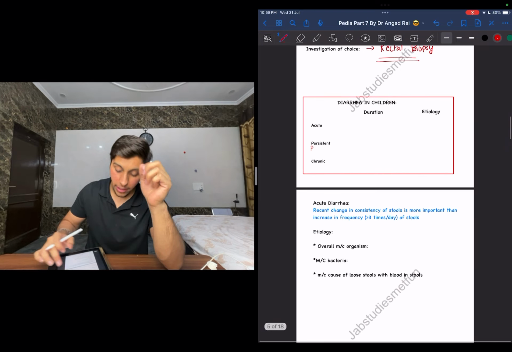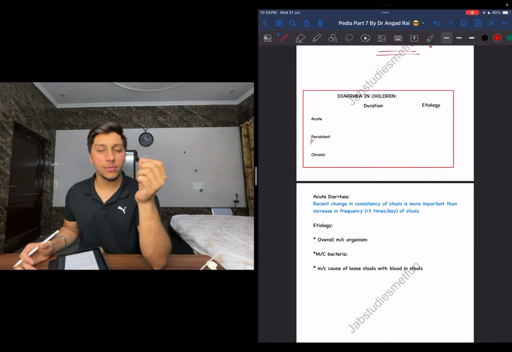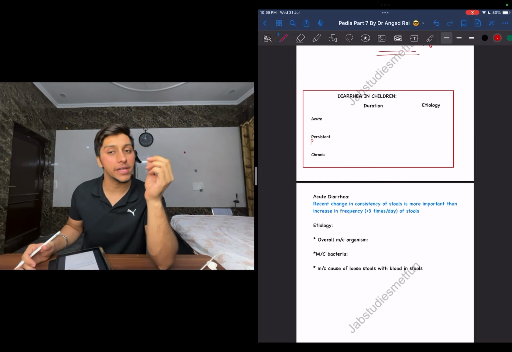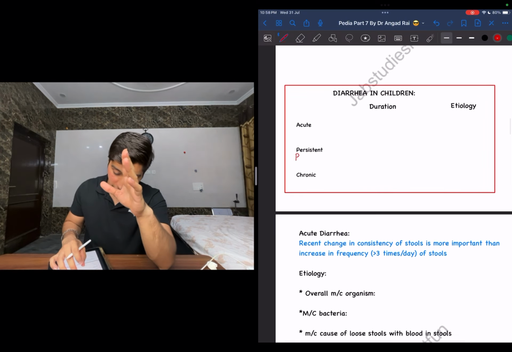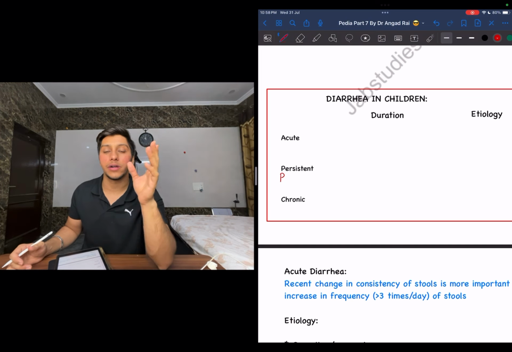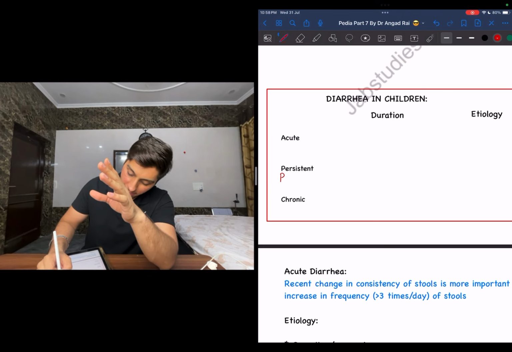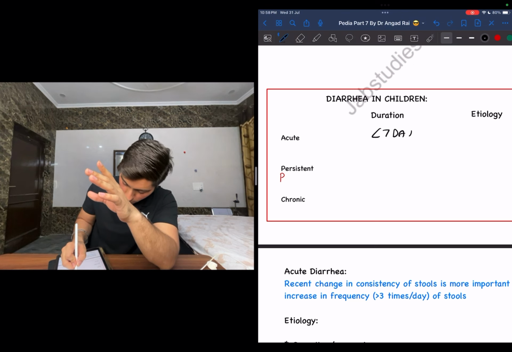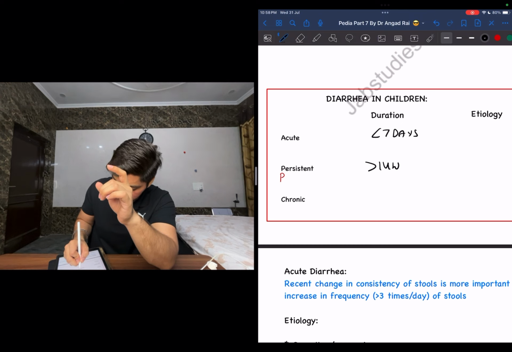Next, guys, let's talk about a very important topic, that is diarrhea. Guys, I told you when we were talking about pneumonia, there are two most common causes of under 5 mortality rate in India. That is going to be one, diarrhea, and second is going to be pneumonia. Now guys, diarrhea can be divided into 3 parts based on the duration. If it is acute, anything which is less than 7 days, while persistent and chronic is anything which is more than 14 days.